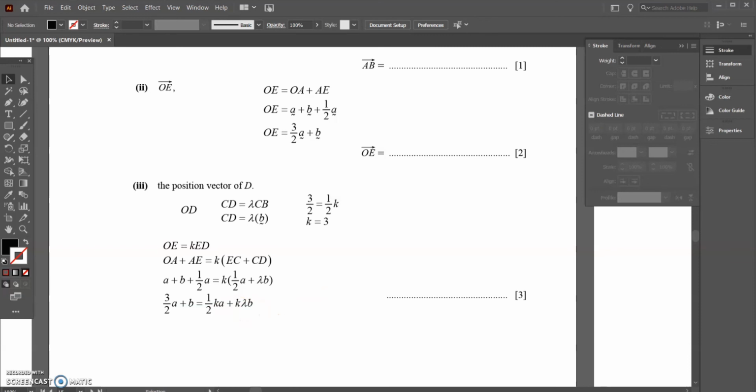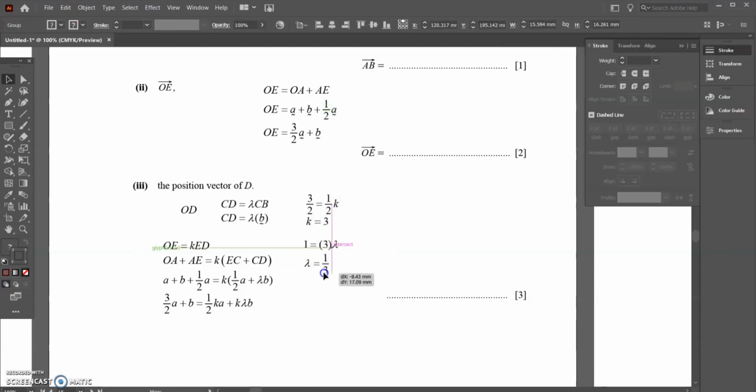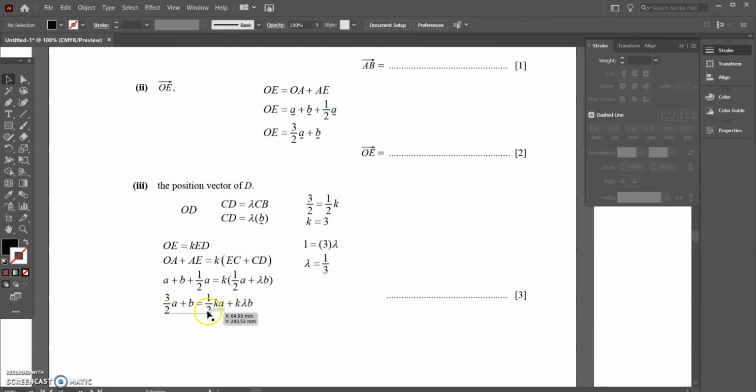The second thing I know is that I compare B with B. So here I can say that B is equal to K lambda B. But B and B are the same, so I cut off the B and the B. So this is 1. But K is 3. So lambda is equal to 1 over 3. That's the value you get. You compare A with A, B with B, then you just get the number out. You have the lambda and the K already.